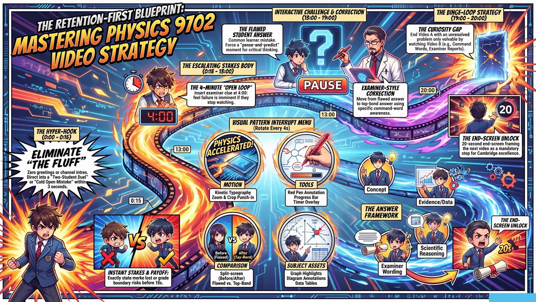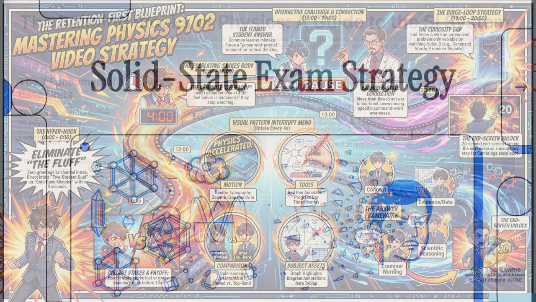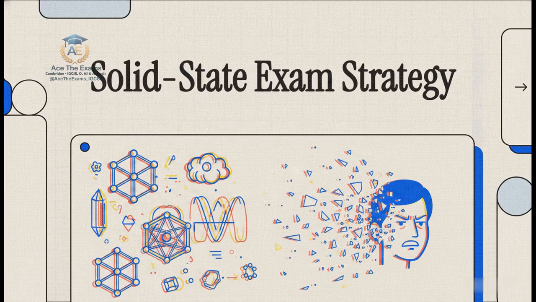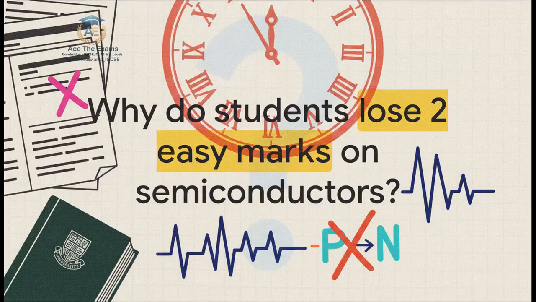Stop relying on the revision shortcut that is literally destroying your physics grade. Seriously. Every year, thousands of students walk into their Cambridge 9702 solid-state physics exam thinking they can just bluff their way through the fundamentals of materials with a couple of memorized one-line definitions, and it completely backfires. The very second you're asked to connect macroscopic theory to macroscopic applications, that fragile list of facts just shatters under exam conditions.